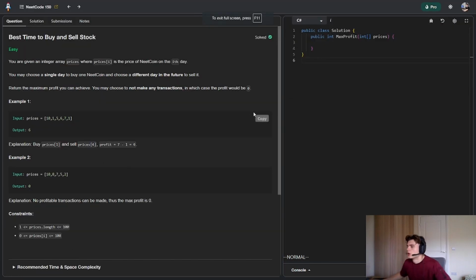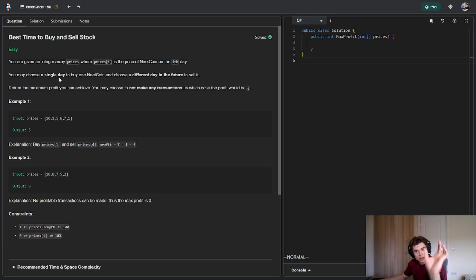Have a quick look. So you're given an integer array of prices where prices[i] is the price of a neat coin on the ith day. You may choose a single day to buy one neat coin and choose a different day in the future to sell it. Return the maximum profit you can achieve. You may choose to not make any transactions, in which case the profit would be 0. Example: 7, 1, 5, 3, 6, 4.